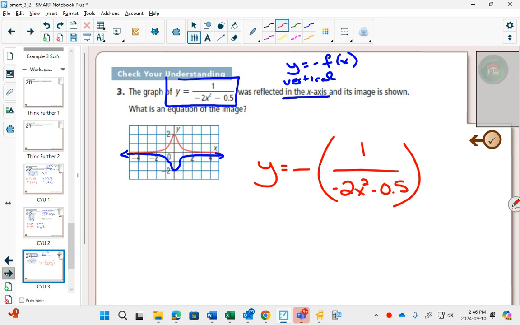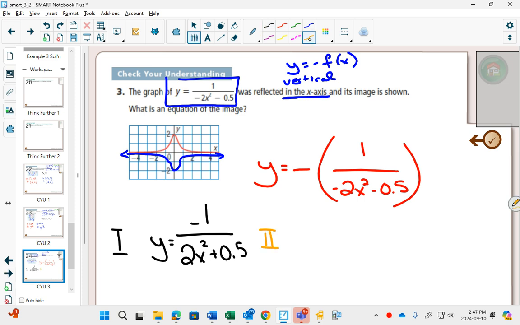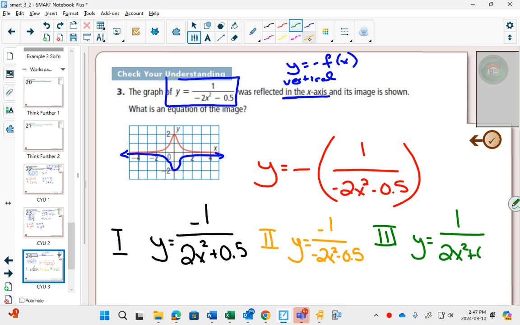What they'll do is they'll give you 3 options. So I'll do option 1 in black. And option 1 in black looks like this. y is equal to negative 1 over 2x squared plus 0.5. And then option 2, I'll do in orange. And they would say y is equal to negative 1 over negative 2x squared minus 0.5. And option 3 in green, y is equal to 1 over 2x squared plus 0.5.